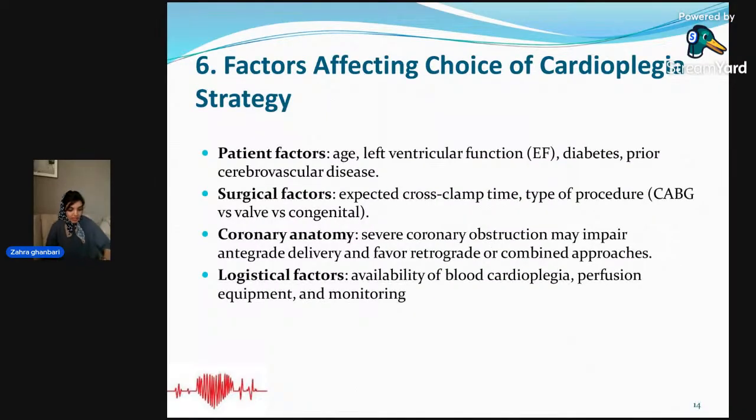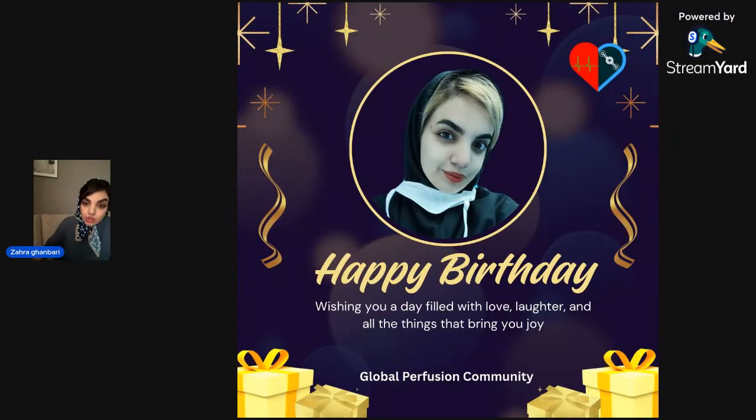Thanks. Factors affecting cardioplegia strategy. These are important in selecting the type of solution and technique. Some factors are related to patients, such as age, EF, diabetes, severe coronary disease. For example, with a patient who has diabetes, we must add insulin.